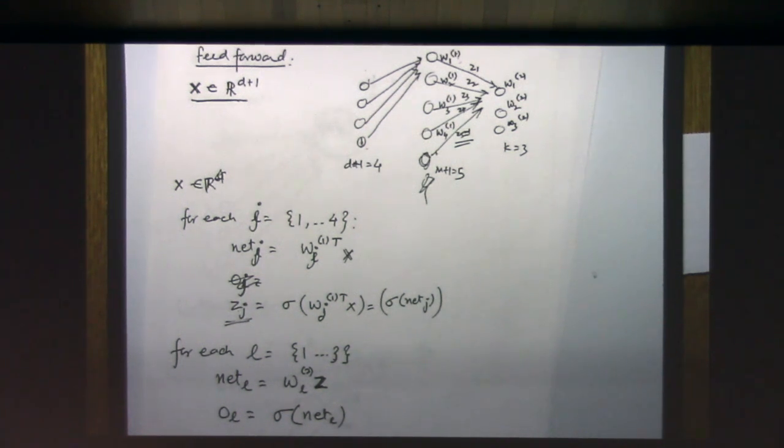But for example, the first unit of the hidden layer is going to be multiplied by weight 1, weight 2, and weight 3. Right.